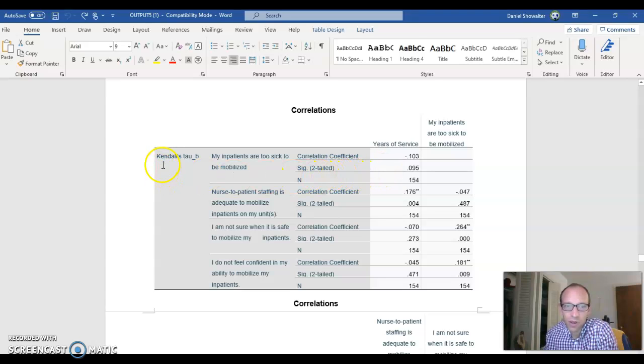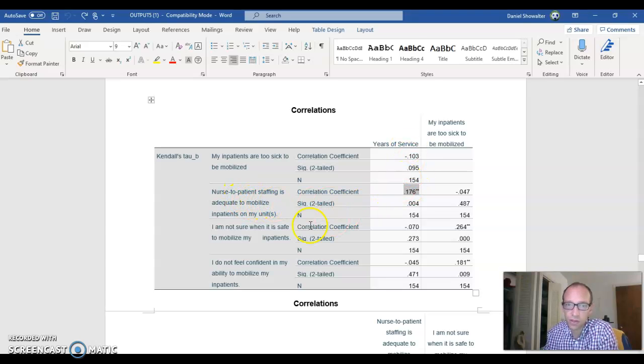So here, statistically, this would be the more appropriate thing to do, that the purists would like to see. Here we have Kendall's tau, which you can think of in the same way as the Pearson correlation. You can interpret the statistical significance again. So here, years of service does seem to have some correlation with the nurse to patient staffing.